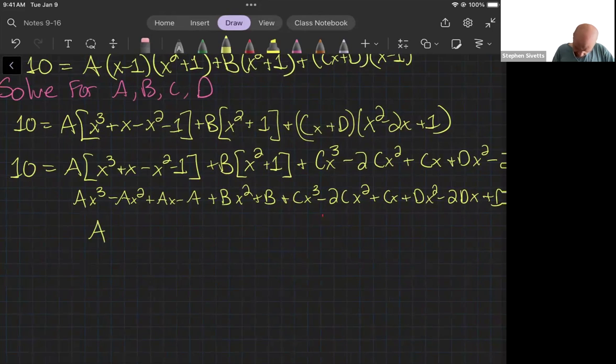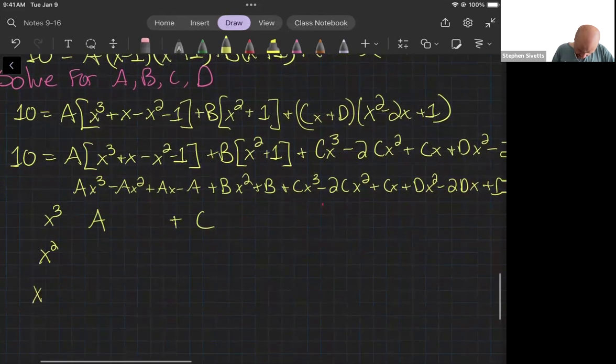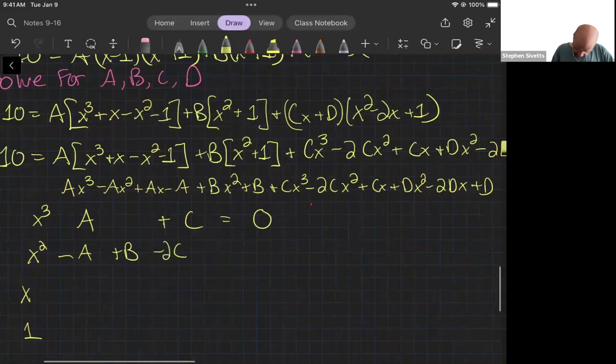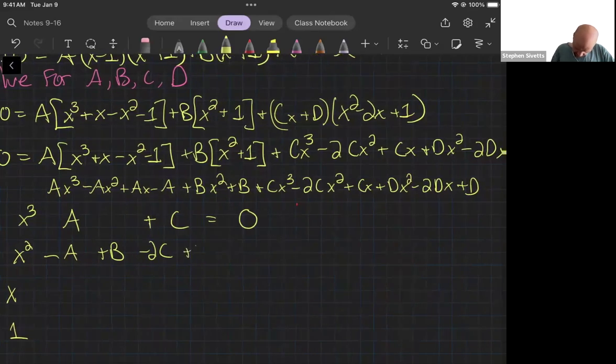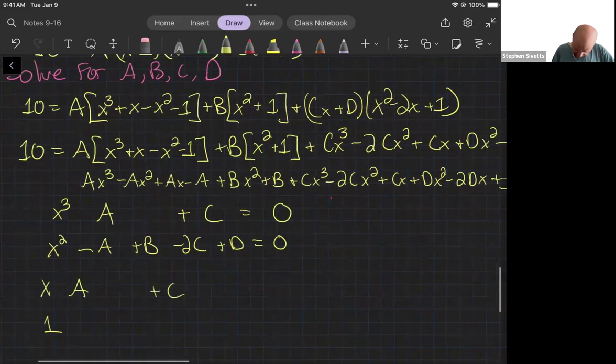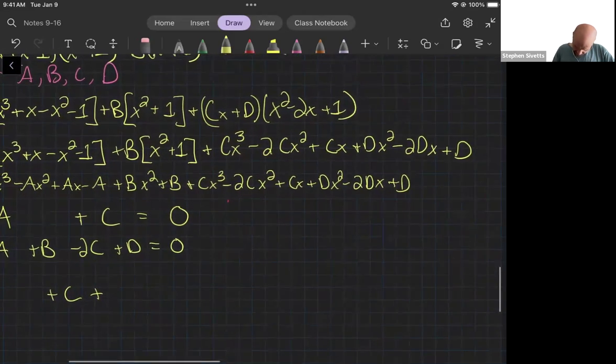Okay, I see the problem. So I need to gather up the x cubed, the x squared terms, the x's, and my constants. So a plus c is 0. So minus a plus b minus 2c plus d is 0. The x terms is a, and there's no x terms there. So plus c plus or minus 2d.